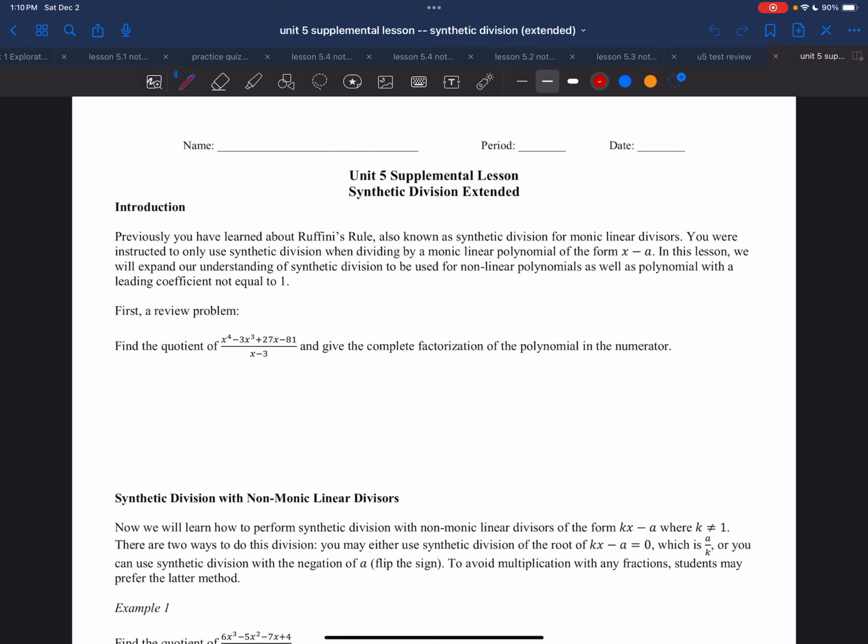Hello, and welcome to the Unit 5 Supplemental lesson. This is Synthetic Division Extended.